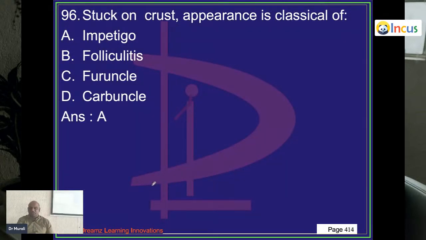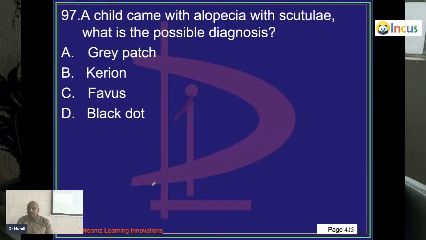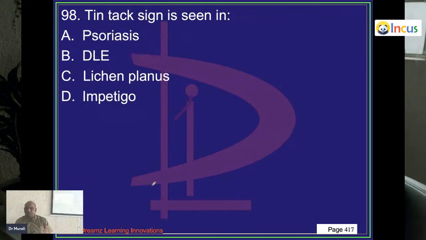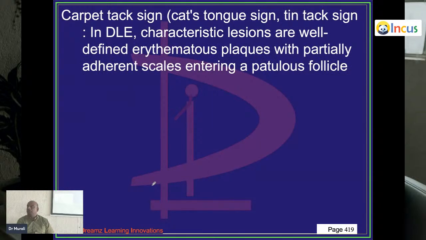Stuck-on crust appearance is a feature of impetigo. Alopecia, scutulae, they're all the features of the favus infection. Tin tack appearance is seen in the DLE. So carpet tack sign, tin tack sign. So in this what happens? Well-defined erythematous plaques. They are typically with partially adherent scales. That is what you see in carpet tack sign, seen in discoid lupus erythematosus.